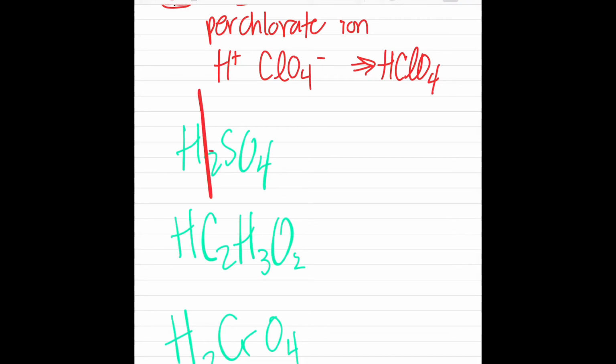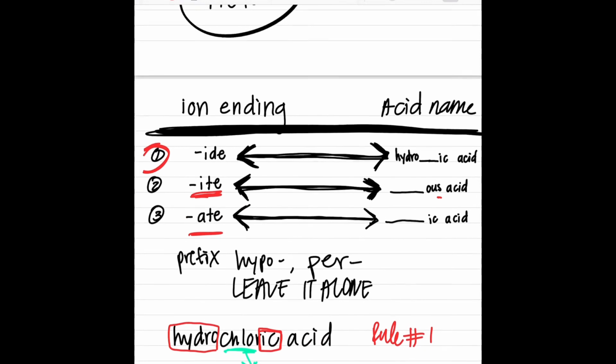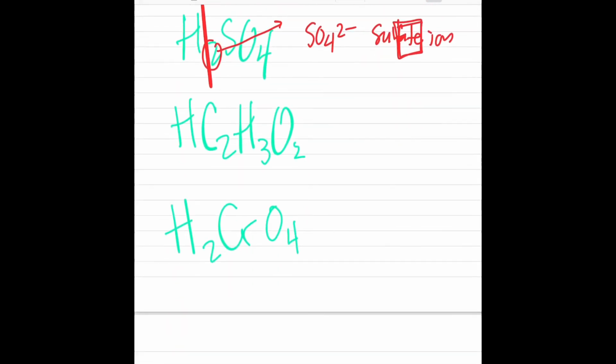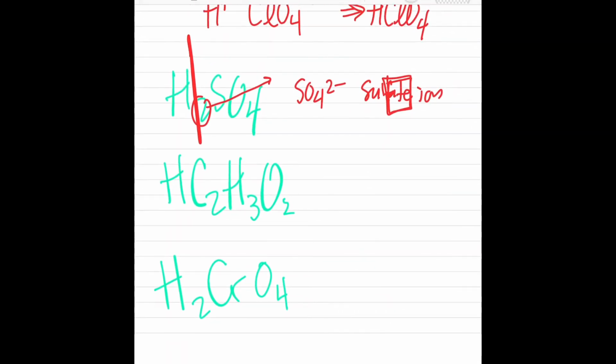Then you put this back up here, and that becomes SO4 2 minus. If you look at the back of your periodic table on that list, this is called sulfate ion. Oh, there's an ATE. That's rule number 3. So all you do now, go back up to rule number 3. It's ATE. We're going this direction now. That means it's going to be an ic acid. So that is sulfuric acid. Okay, that's it for that one.